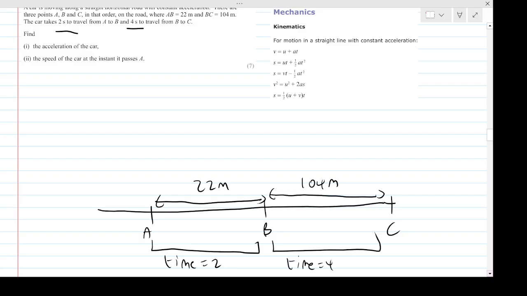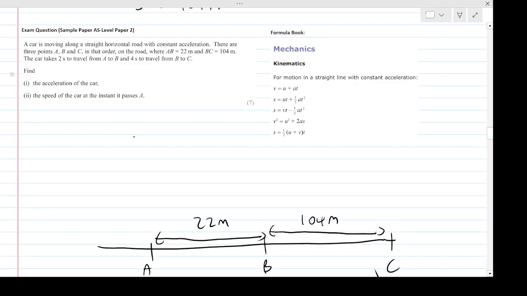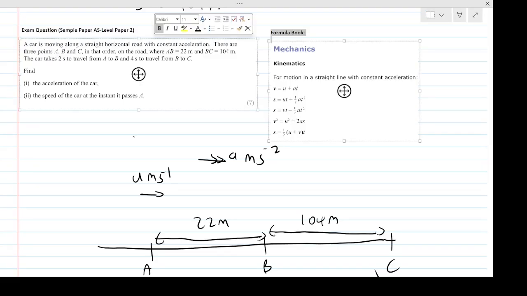It looks quite nasty, just 7 marks, but they've laid out the information in a weirdly nice way. It wants the acceleration of the car. It says it's at constant acceleration, so I'll just call that A, and that's what I want to work out. And also the speed of the car the instant it passes through A. At A, my starting point, this will be my initial velocity, U. So it wants A and U, essentially.